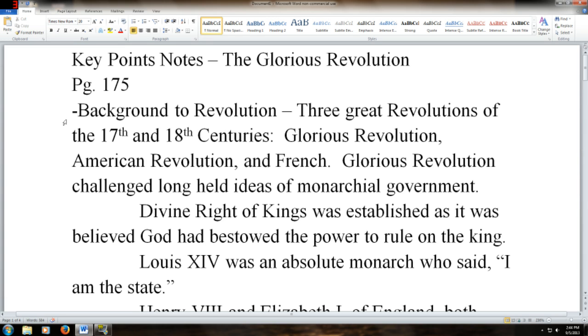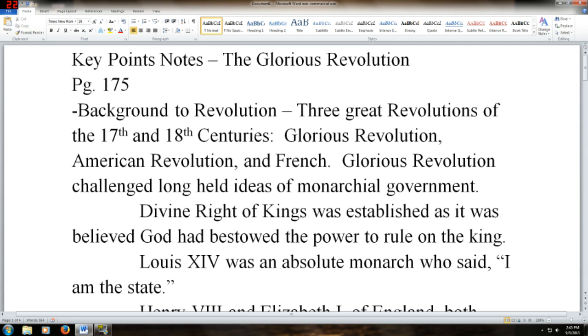The three great revolutions of the 17th and 18th centuries, that would be the 1600s and the 1700s, were the Glorious Revolution, the American Revolution, and the French Revolution. This section, of course, focuses on the Glorious Revolution, which challenged long-held ideas of monarchical government. What the heck is that word, monarchical? Well, monarchical refers to kings. A monarch is a king who usually has absolute or limited rule over a country, state, actually, government.